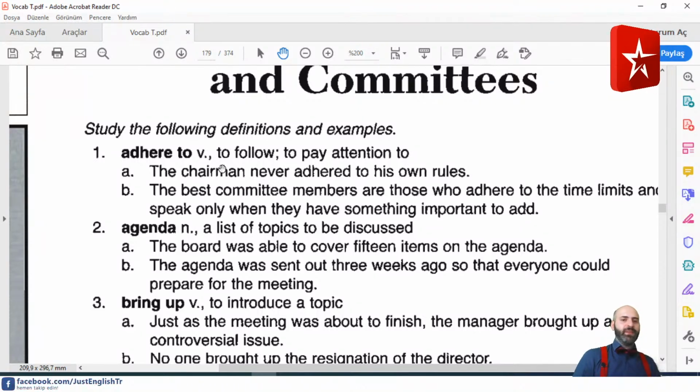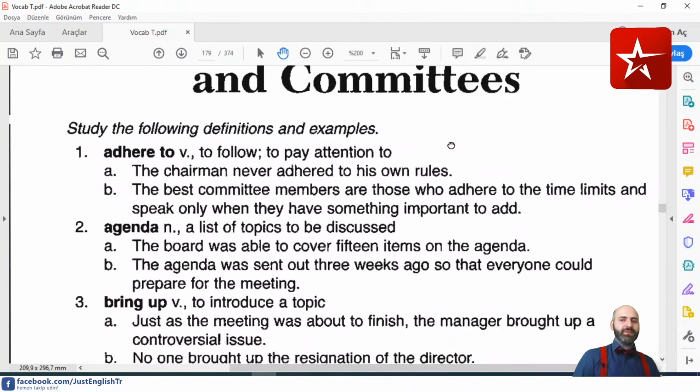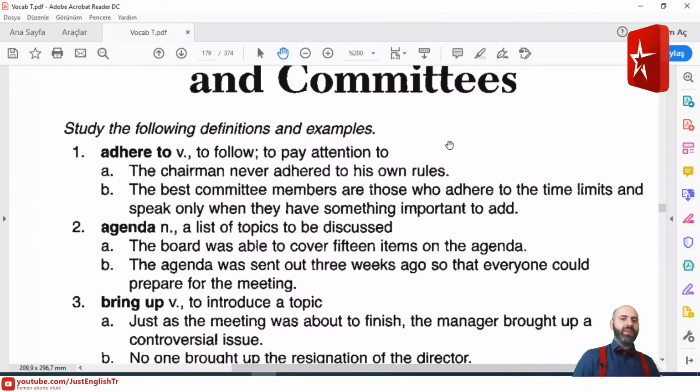Sentence B says the best committee members are those who adhere to the time limits and speak only when they have something important to add. Yes. When we have conferences or meetings, usually people speak a lot and sometimes it becomes boring. We all have been to some meetings at work or maybe at school or maybe for our projects with our friends. And people speak a lot and it can become boring. Finally, there is no decision, these kind of things. So these are some of the bad situations that can happen during the meetings.